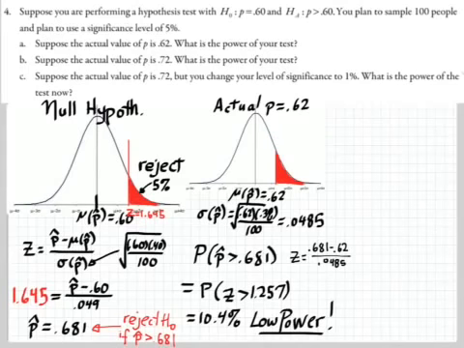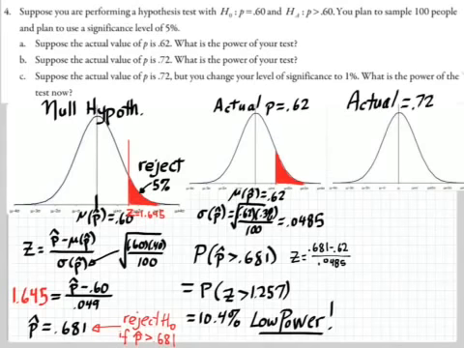So the situation changes dramatically if the actual value for p is 0.72. Now the actual value is much higher than the null hypothesis. And you'll see here that this large difference between the actual value and the null hypothesis situation is much easier to detect even with a sample this small. So we're going to run through the calculations again, and it'll be a little bit faster.